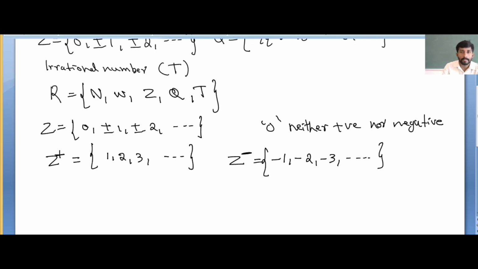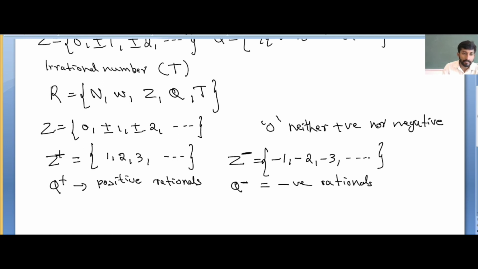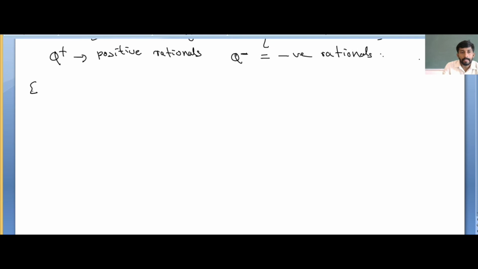Similarly, you can take Q plus. What is the meaning of Q plus? Q plus means positive rationals. And what's the meaning of Q minus then? Q minus means negative rationals. The symbol itself says it: Z plus means positive numbers, Z minus means negative numbers. Clear?